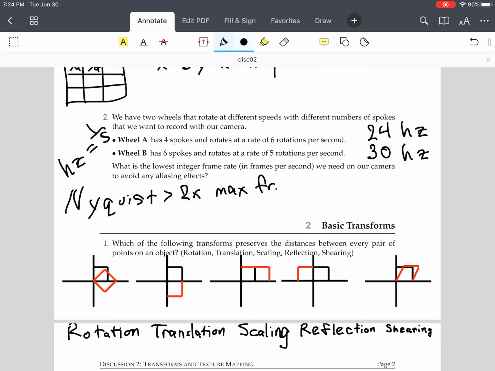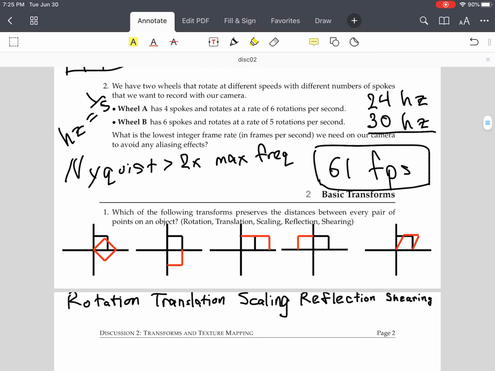max frequency. In this case, if we look at both A and B, we see that 30 hertz is our max frequency. So now we need a frequency greater than twice that. Since we want an integer frequency, we go 30 times 2, 60, and then we have to go greater, so it's going to be 61 hertz, or 61 frames per second. Okay, so there we go. That's our answer.